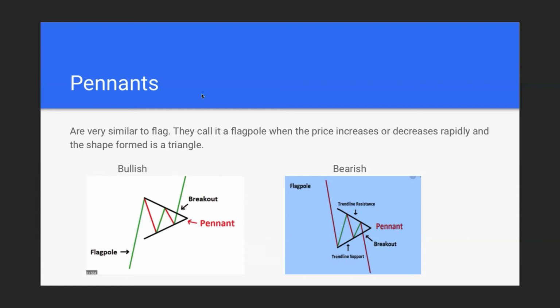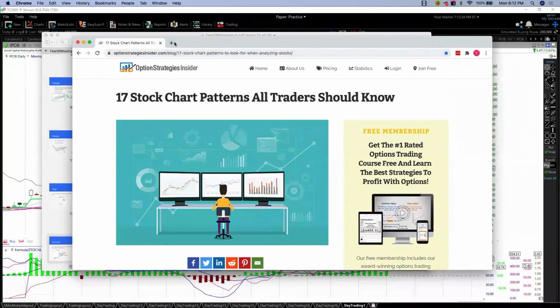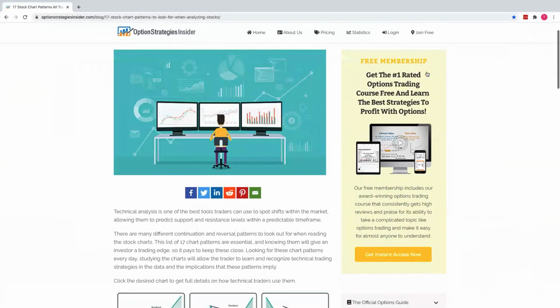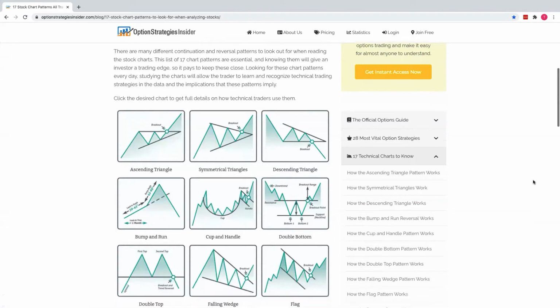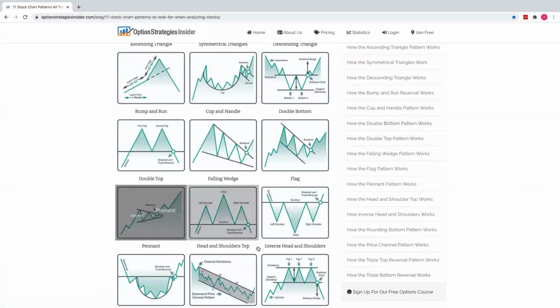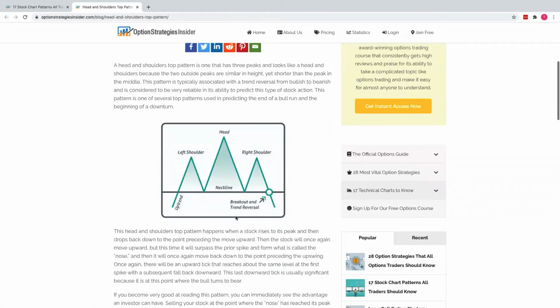I'm going to share something. This is a very nice website I found. They have 17 stock chart patterns all traders should know. From there I got some of the diagrams. If you look at this one, guys, head and shoulders. We talked about the flags, we talked about the pennant, and now this is head and shoulders, folks. I'll forward you this website. If you want to follow each of the patterns, you can look at it, okay?